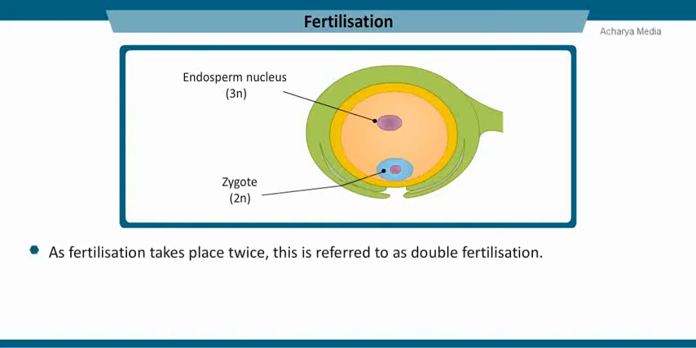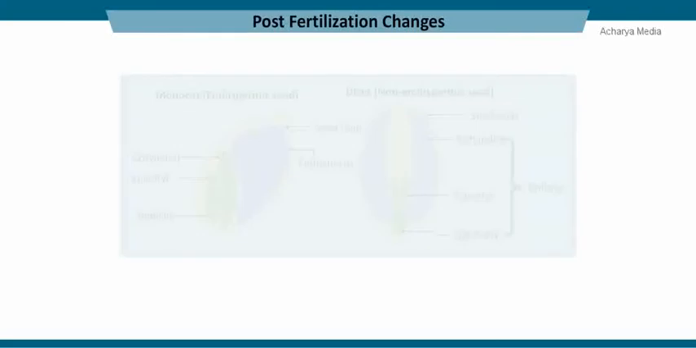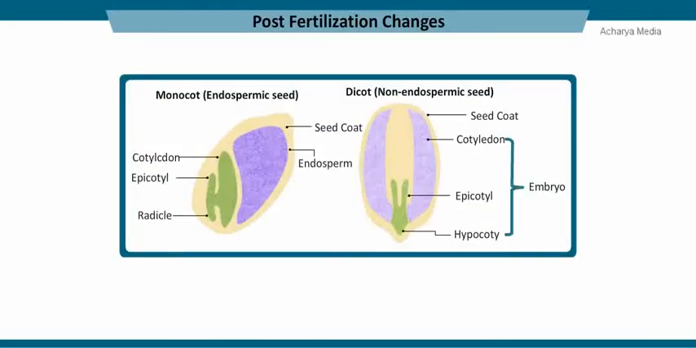After fertilization, ovary develops into a fruit and the ovules develop into seeds. Endosperm nucleus either develops to form endospermic seeds, as in monocots like maize, wheat, and rice, or it may be digested and absorbed to form non-endospermic seeds, as in bean, pea, Bengal gram, and so on.